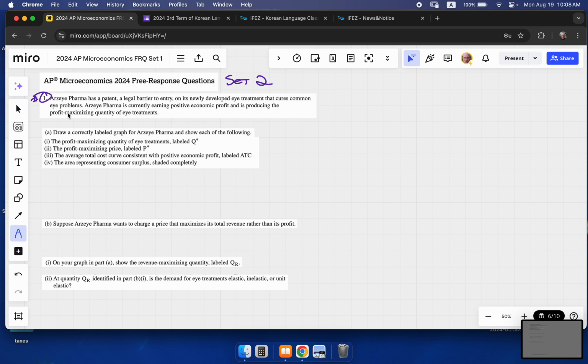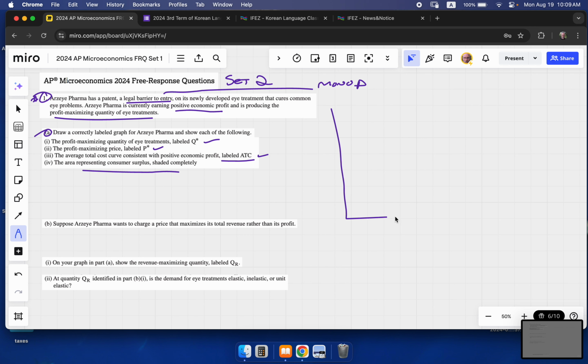Number 1. RSI Pharma has a patent, a legal barrier to entry. This makes it a monopoly on its newly developed eye treatment that cures common eye problems. RSI Pharma is currently earning positive economic profits and is producing the profit maximizing quantity. So they want us to draw a correctly labeled graph for monopoly, show the profit maximizing quantity, the price, the ATC showing profits labeled, and obviously consumer surplus.